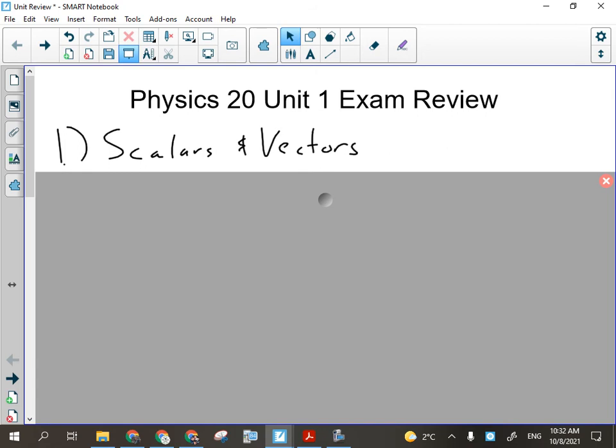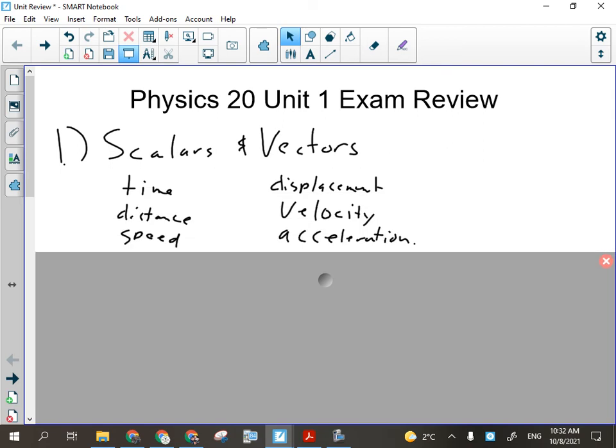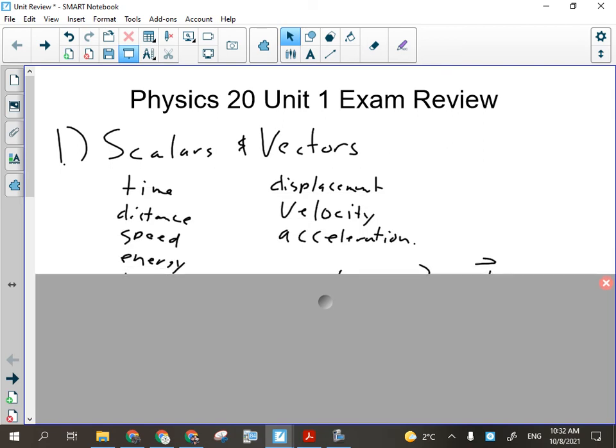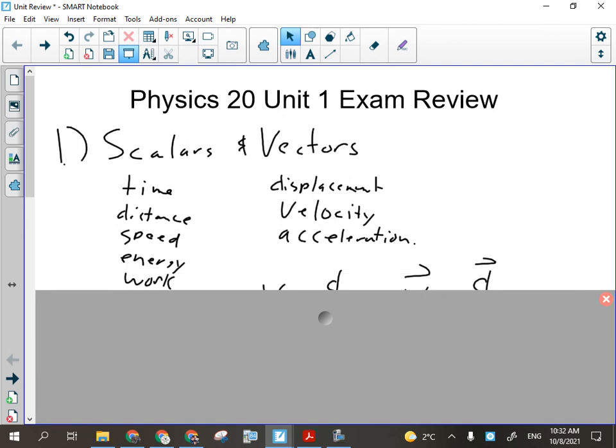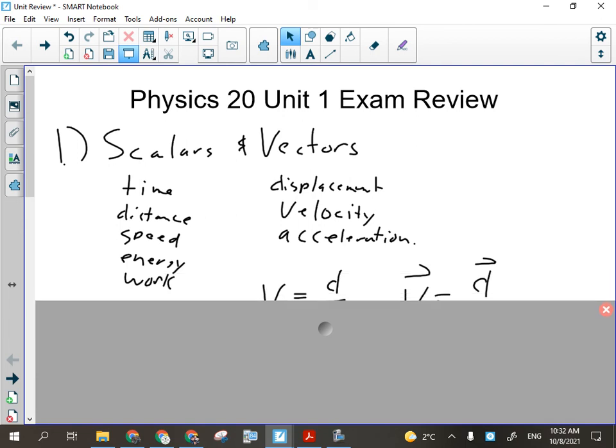Yep. Okay. So we went over all of that stuff, but that was all review of Science 10. The scalar quantities that we have are time, distance, speed, and, though we didn't talk about some of these, energy and work. They'll actually be a bigger part of the next unit. Vector quantities are displacement, velocity, acceleration, and force, which will be part of the next unit. It's not important for this one.